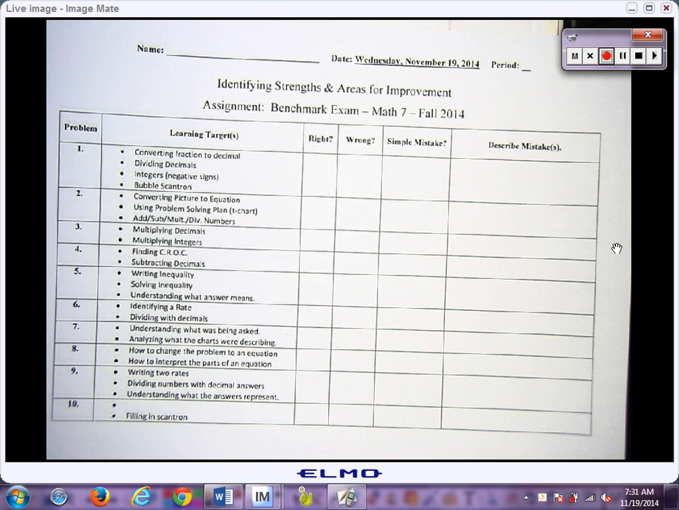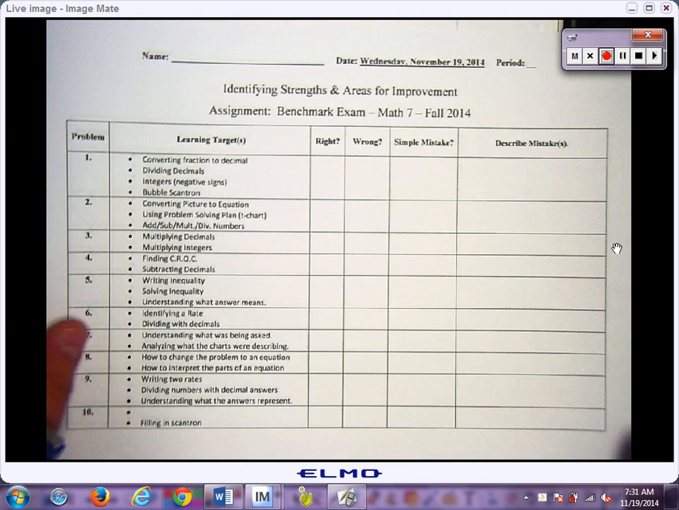The instructions are pretty self-explanatory, I believe. So, for the sake of time, because today is a short day, let's go ahead and get right into the explanation of the benchmark exam. All right, so here we go.